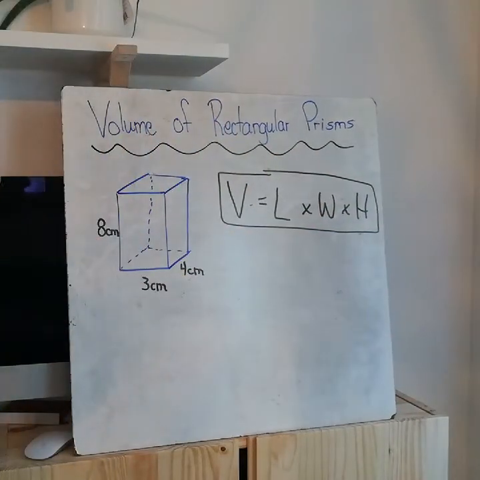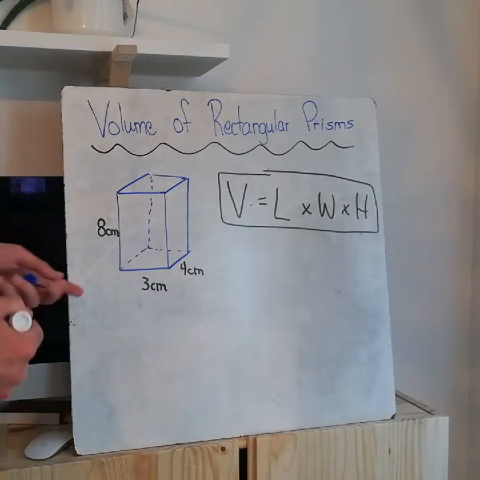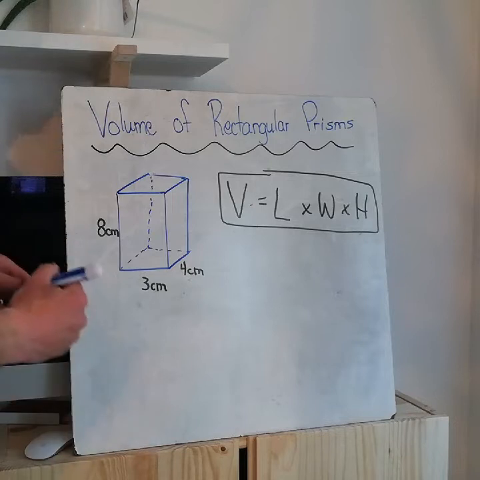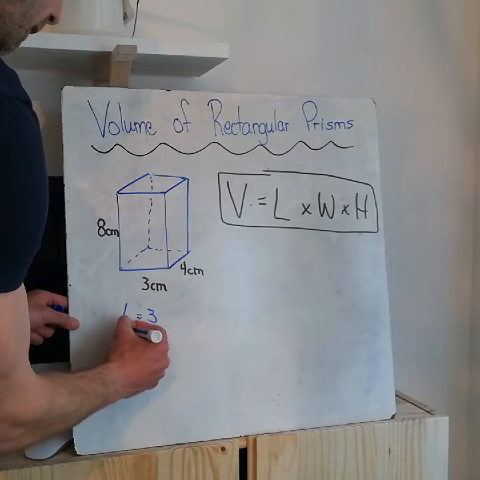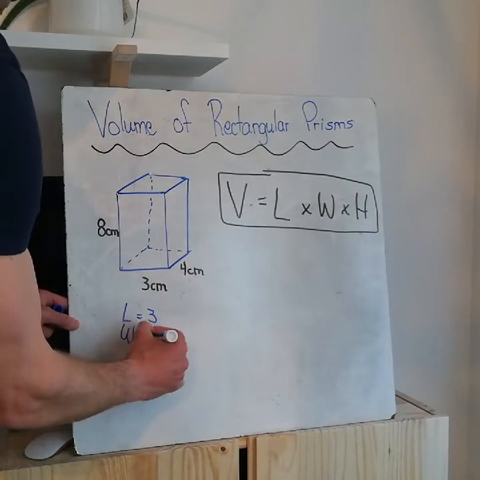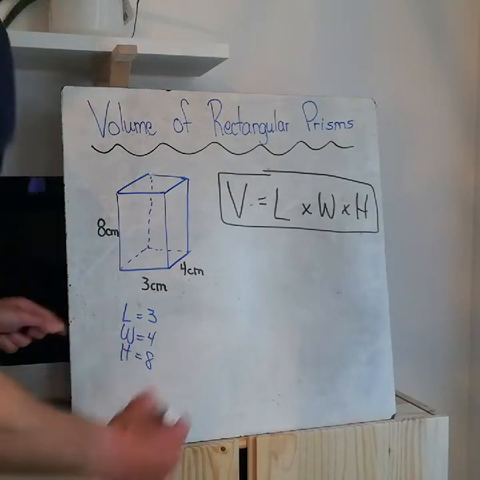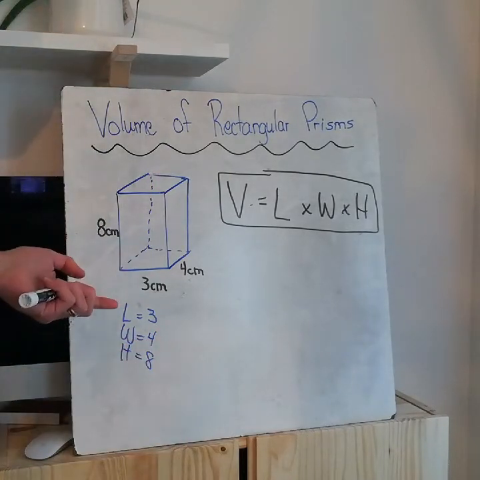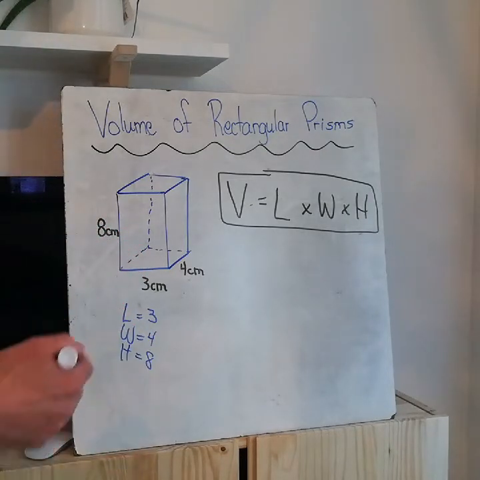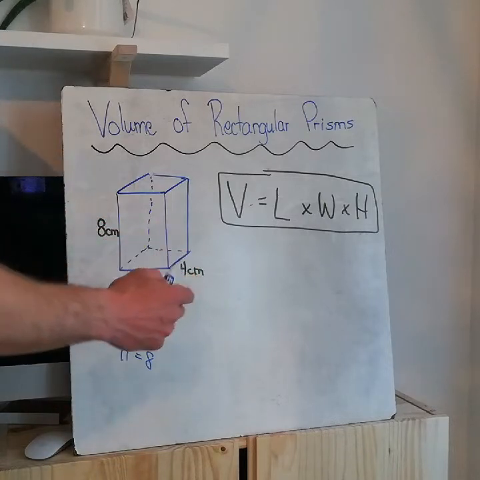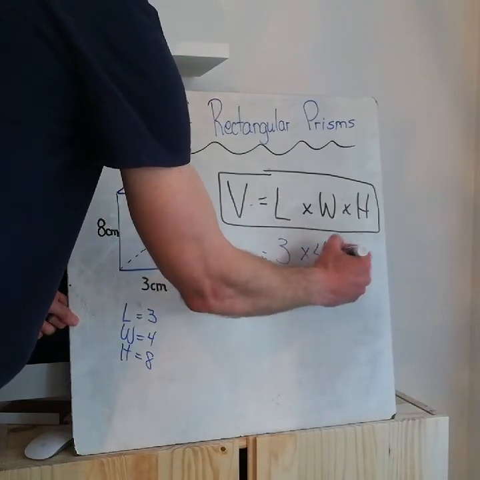Okay, so if you look at this box, typically I would say you could talk about this being the length. So we'll just say the length is 3, the width here is 4, and the height of the box would be 8. Now, the nice thing is it doesn't really matter which is the length and the width and the height because you're just going to times them all together. So if we plug this into our formula, we have 3 times 4 times 8.